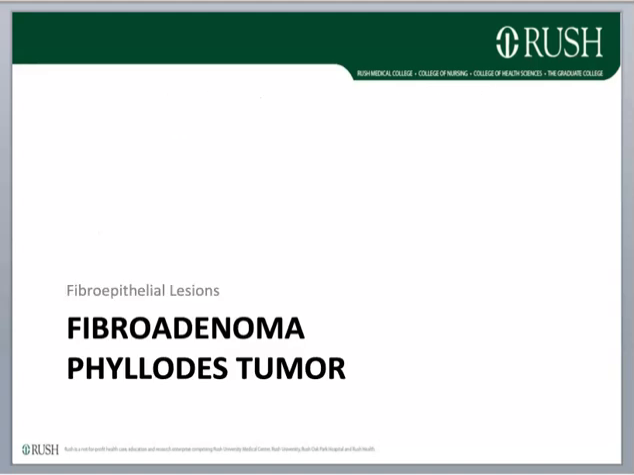The next two benign tumors that I'll talk about are fibroadenoma and phyllodes tumor, which are grouped together as fibroepithelial lesions. Now, this means that these tumors are composed of both stromal and epithelial elements. Fibroadenomas are generally recognized to be hyperplastic lesions, but phyllodes tumors are truly neoplasms.